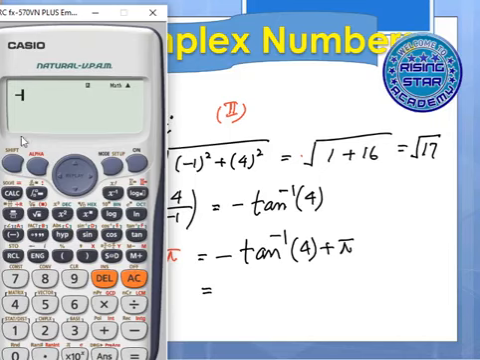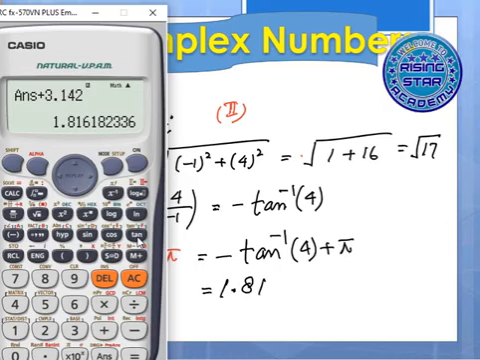Negative, then shift tan inverse of 4. That would become minus 1.3258. We will add 3.14 for the value of pi. So the final answer would be 1.8162. So now I will put this value in polar form.